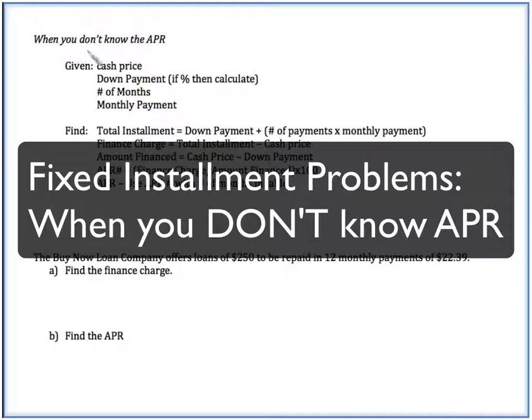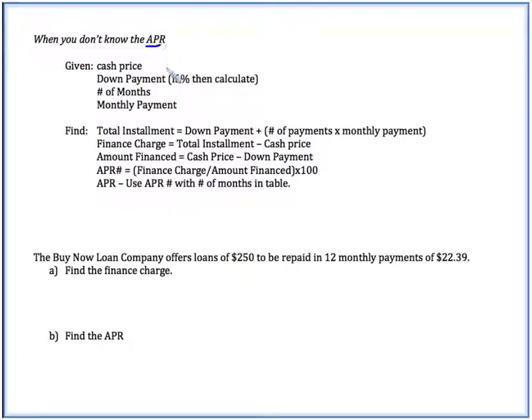In our next set of examples, these are going to be when you don't know the APR. Instead, you're given the cash price and the down payment, and you're given the number of months, and the amount of the monthly payment. So you're given how much each installment is going to be, but you're not given the APR.